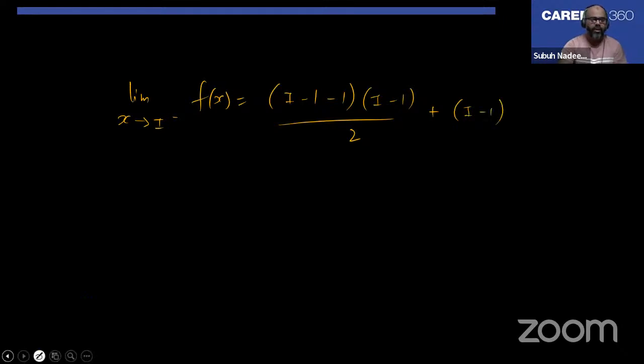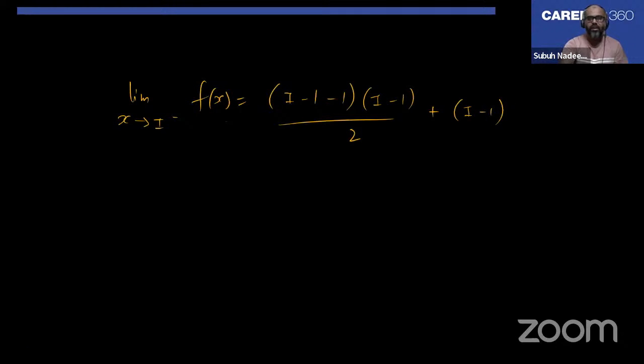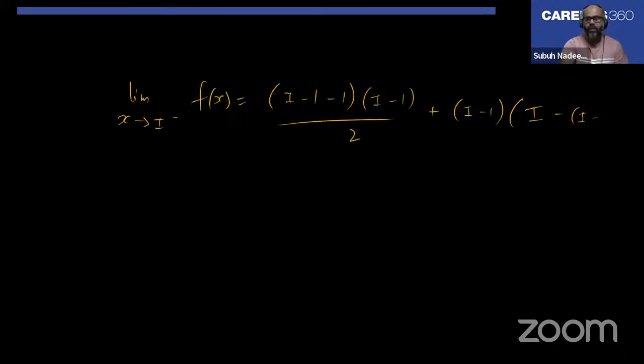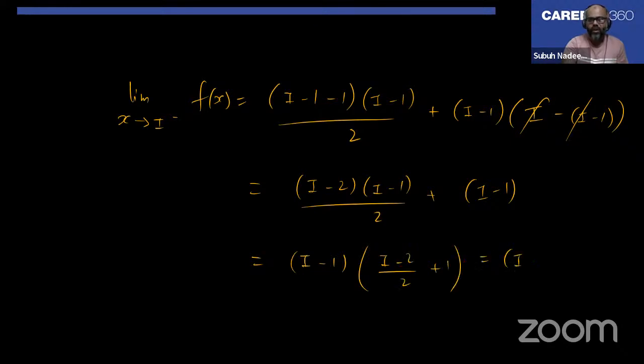And here this greatest integer of x will be i minus 1. And if we take x minus greatest integer of x, so x will be i minus, and greatest integer of x will be i minus 1. So this will become (i minus 2) into (i minus 1) by 2 plus i minus 1, and this will cancel i, and it will be 1. So if we take i minus 1 common, it will be (i minus 2) by 2 plus 1, which is equal to (i minus 1) into i by 2.